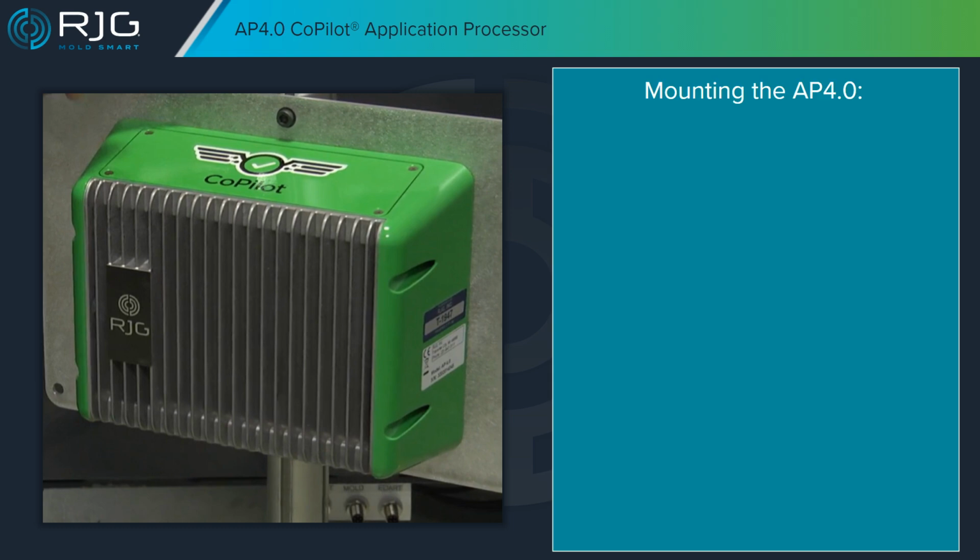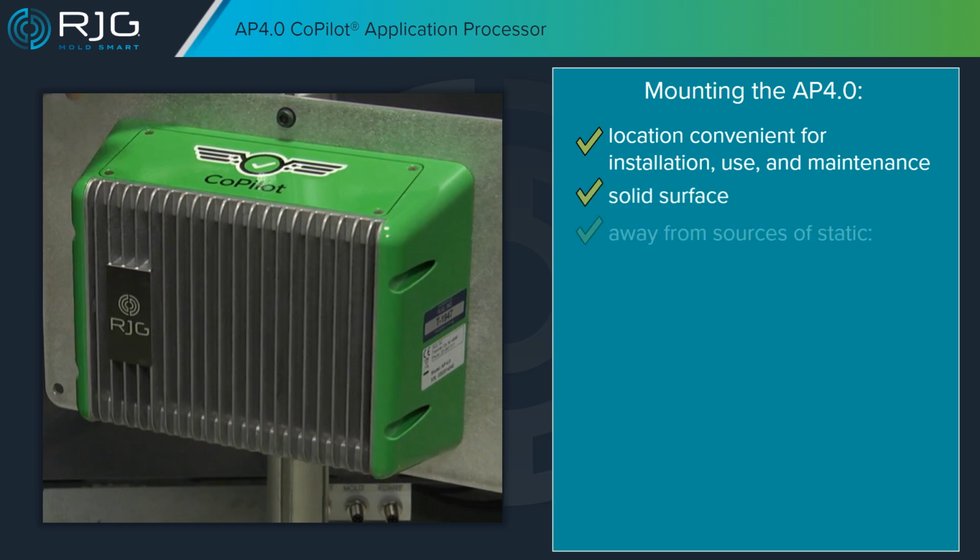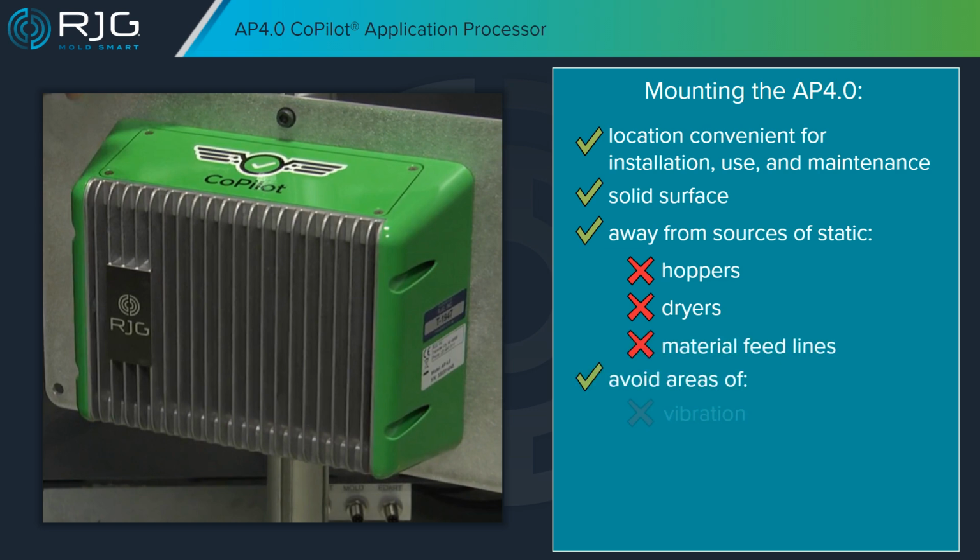When installing the AP4.0 unit, determine a mounting location that will be convenient for installation, use, and maintenance. Mount the device to a solid surface, away from sources of static, such as hoppers, dryers, or material feed lines. Avoid areas of vibration, humidity, contamination, or corrosion, such as water and hydraulic lines.